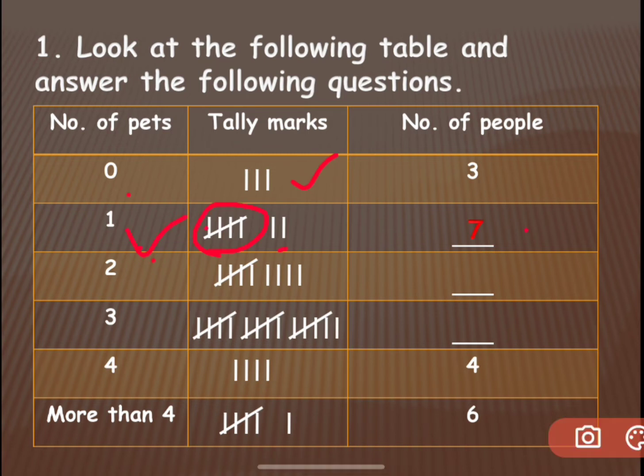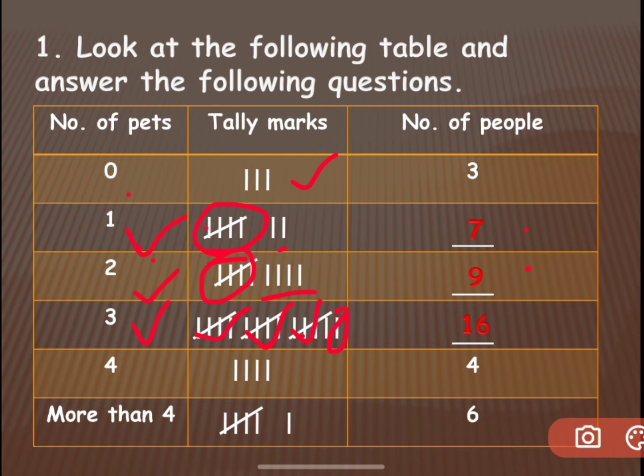Next, again, two pets. The people who have two pets, they have not given the number, so let's count. This makes 5, and here you have 4. 5 plus 4 becomes 9, so you'll write 9. Now the people who have three pets. So 5 plus 5 is 10, 10 plus 5 is 15, and there is one more. That means 15 plus 1 becomes 16, so you'll write 16.